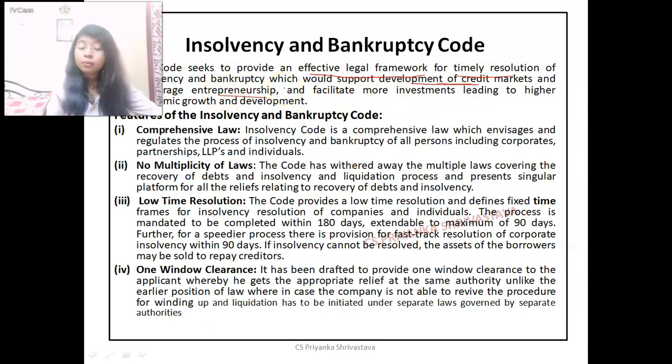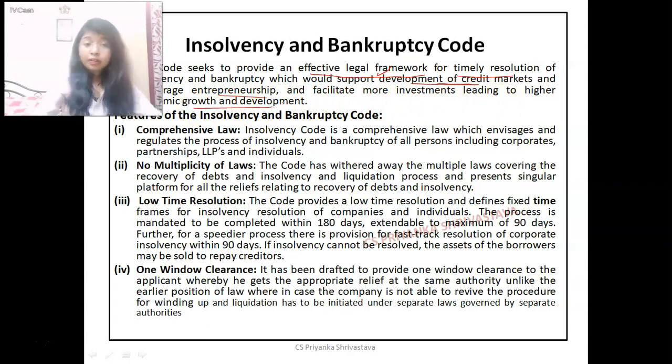Why encourage entrepreneurship? Even for the creditor, it leads to faster recovery, and the entrepreneurs, that is the business people, the sole proprietors or businessmen, are able to survive more efficiently, and they will be able to recover their money more effectively and faster. It will help us in developing the credit market as well, and facilitate more investment, leading to high economic growth and development.